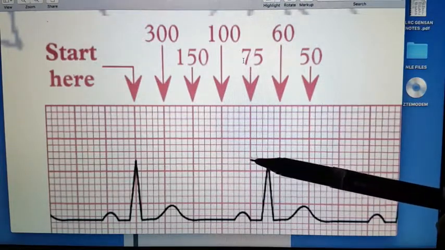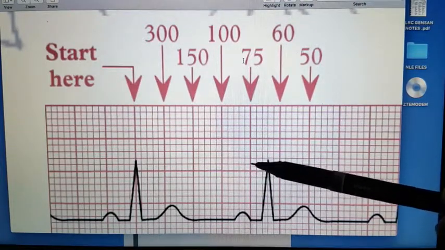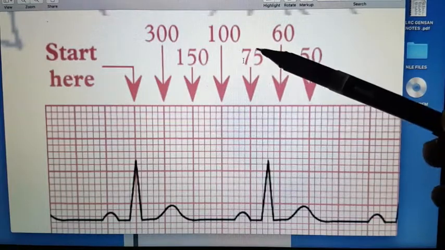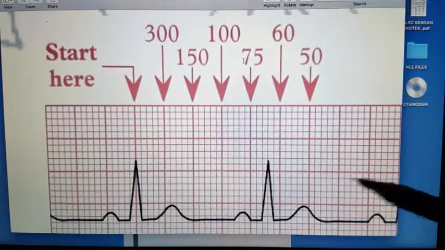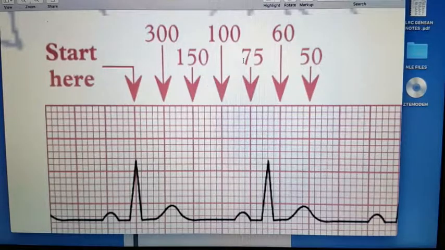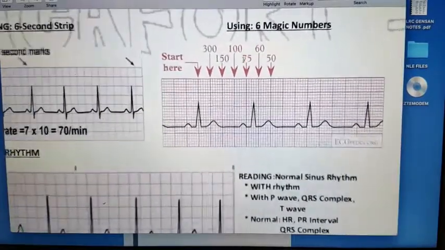But if the R wave falls directly here in the dark line, then the heart rate of the patient is 75 beats per minute. But anyway, it's still normal because the normal is 60 to 100, right? So that is one way to check the heart rate of the patient using an ECG. So there are 2 ways. You may use the 6-second strip, or you may use the 6 magic numbers like your 300, 150, 100, 75, 60, 50. So that's your heart rate.